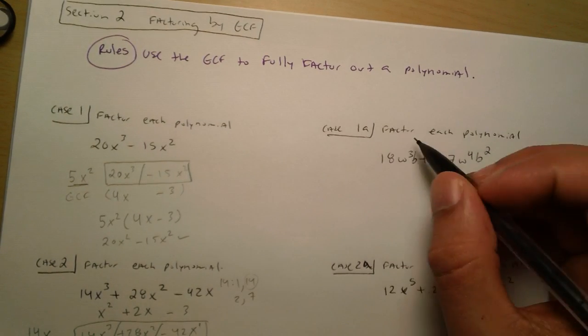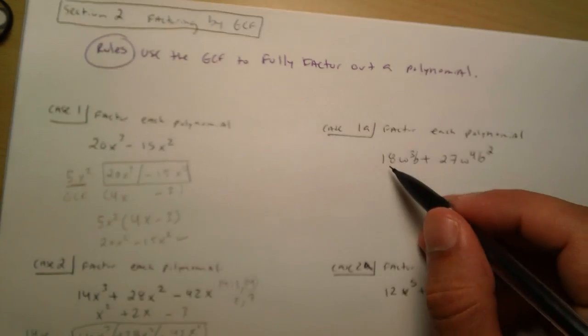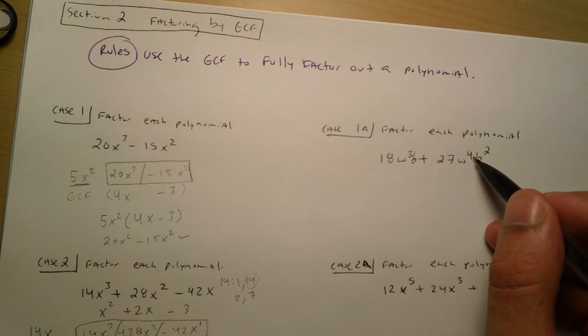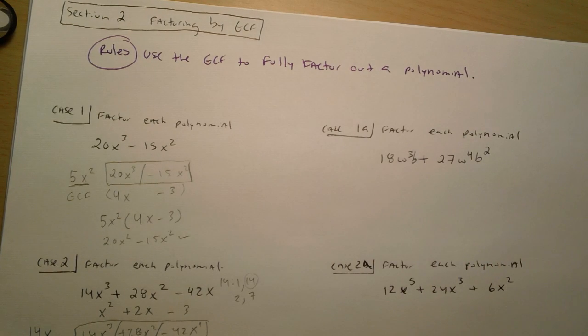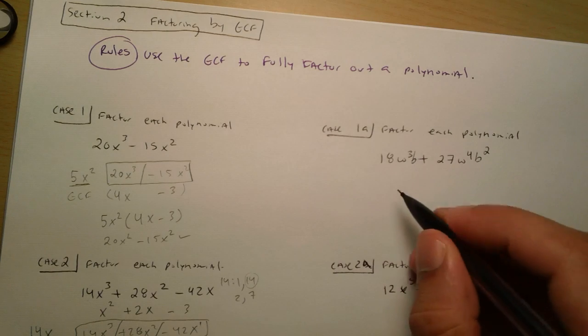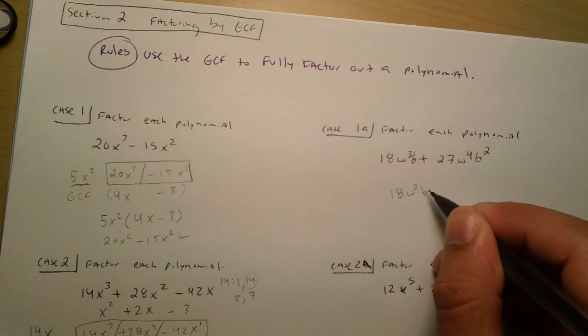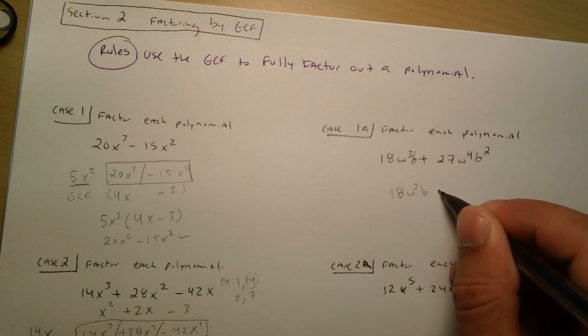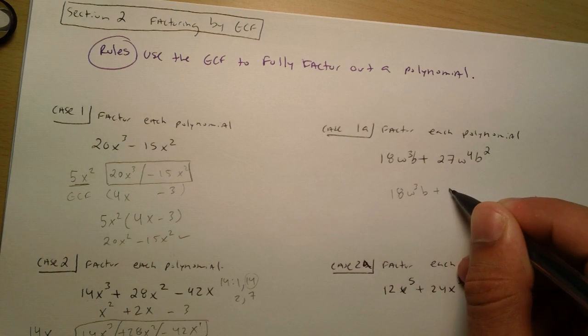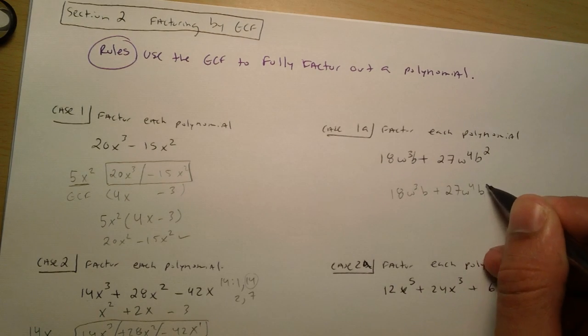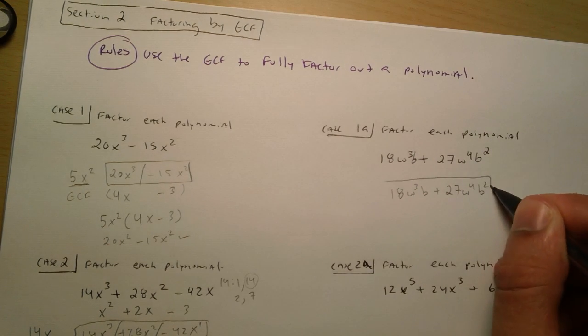We're asked to factor each polynomial. You have 18w cubed b plus 27w to the fourth power b squared. Finding the GCF between all these, just start looking at the exponents and the numbers, the coefficients. We have 27w to the fourth power b squared. Put it in the box.